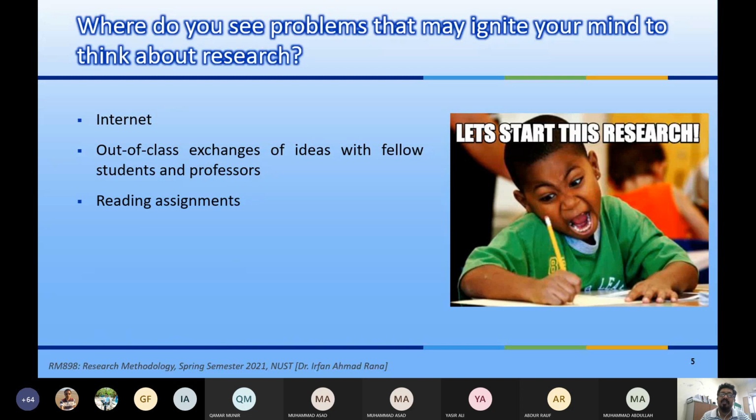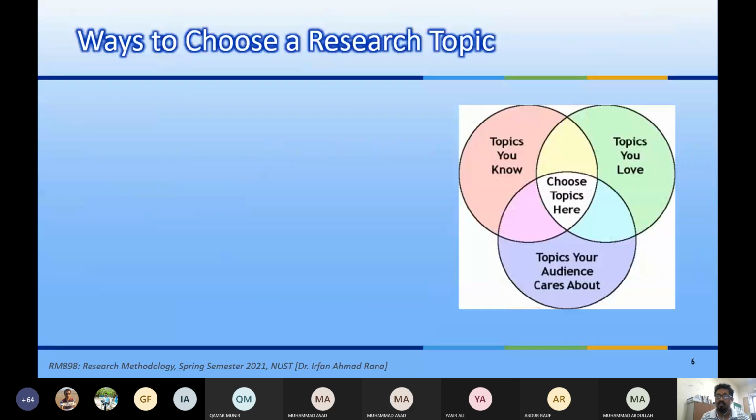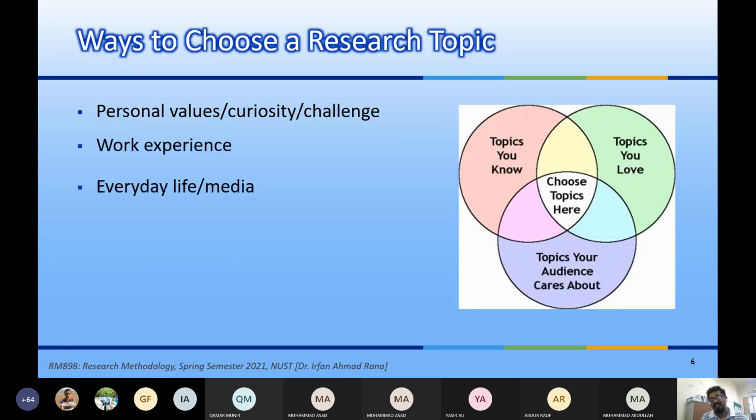Okay, some exchange of ideas with professors, reading assignments, consultations. Now, of course, consultation with your advisor or your faculty member or your GEC will also really help you in your research topic. So the best topic is, maybe you want to challenge yourself. Maybe you have past experience. Maybe your job is concerned with a certain issue, your job description is like that. So maybe you can choose something very much related to you.